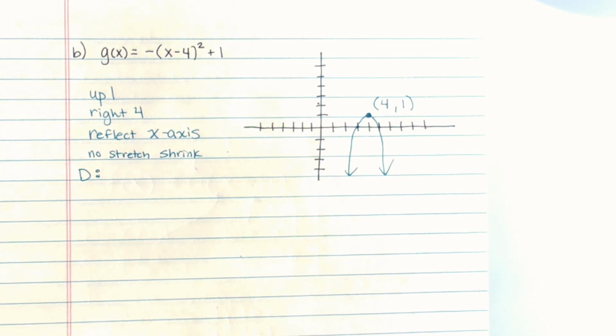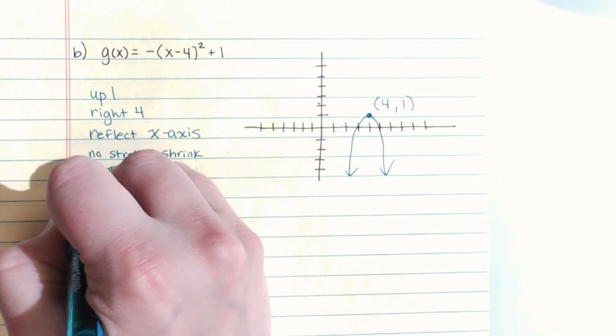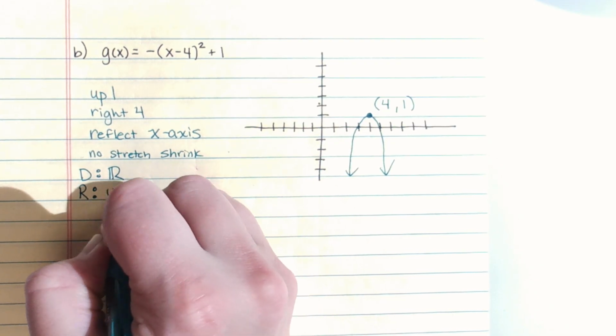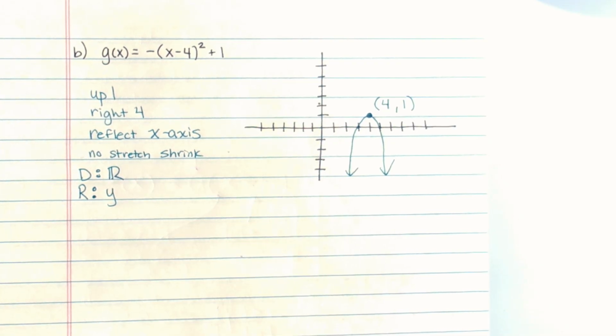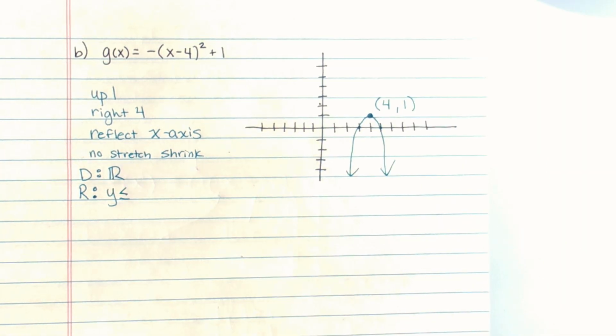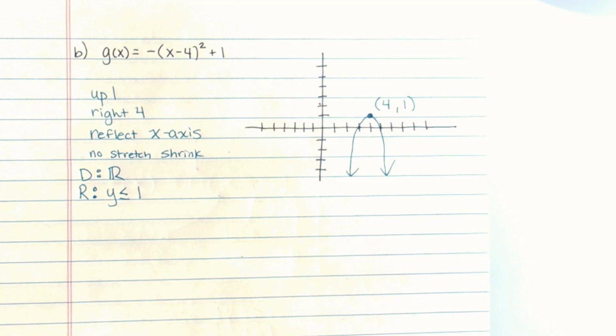Domain for quadratics is always the same thing. It's always what? All real numbers. Range. Range has to deal with y. It's going down, so it's less than or equal to. The number that it's smaller than is going to be 1. Because it's the y value of the vertex every time.